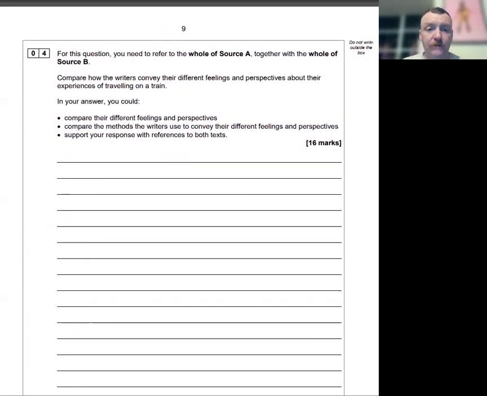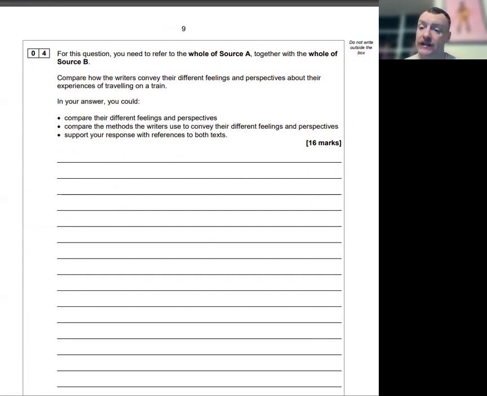So for question 4, source A, source B, the whole of them: compare how the writers convey their different feelings and perspectives about their experience of traveling on the train. So in your answer, you could compare the different feelings and perspectives. You could basically means you should. So these are the kinds of things.